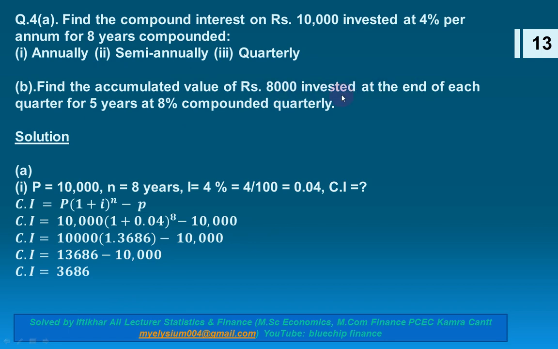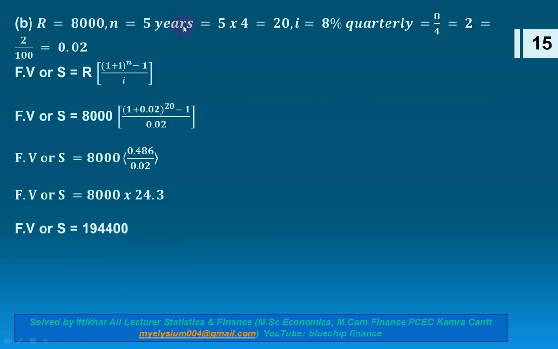So there are multiple payments or multiple deposits. 8,000 invested at the end of each quarter, so it is the case of annuity. We will have to find out the future value. 8,000 is R, 5 years is N, and 8% is compounded quarterly. So 8 divided by 4 will be equal to 2%, and 5 years, and 1 year has 4 quarters, so 5 multiplied by 4 equals 20. After putting the values into the formula of future value, the future value equals 194400.